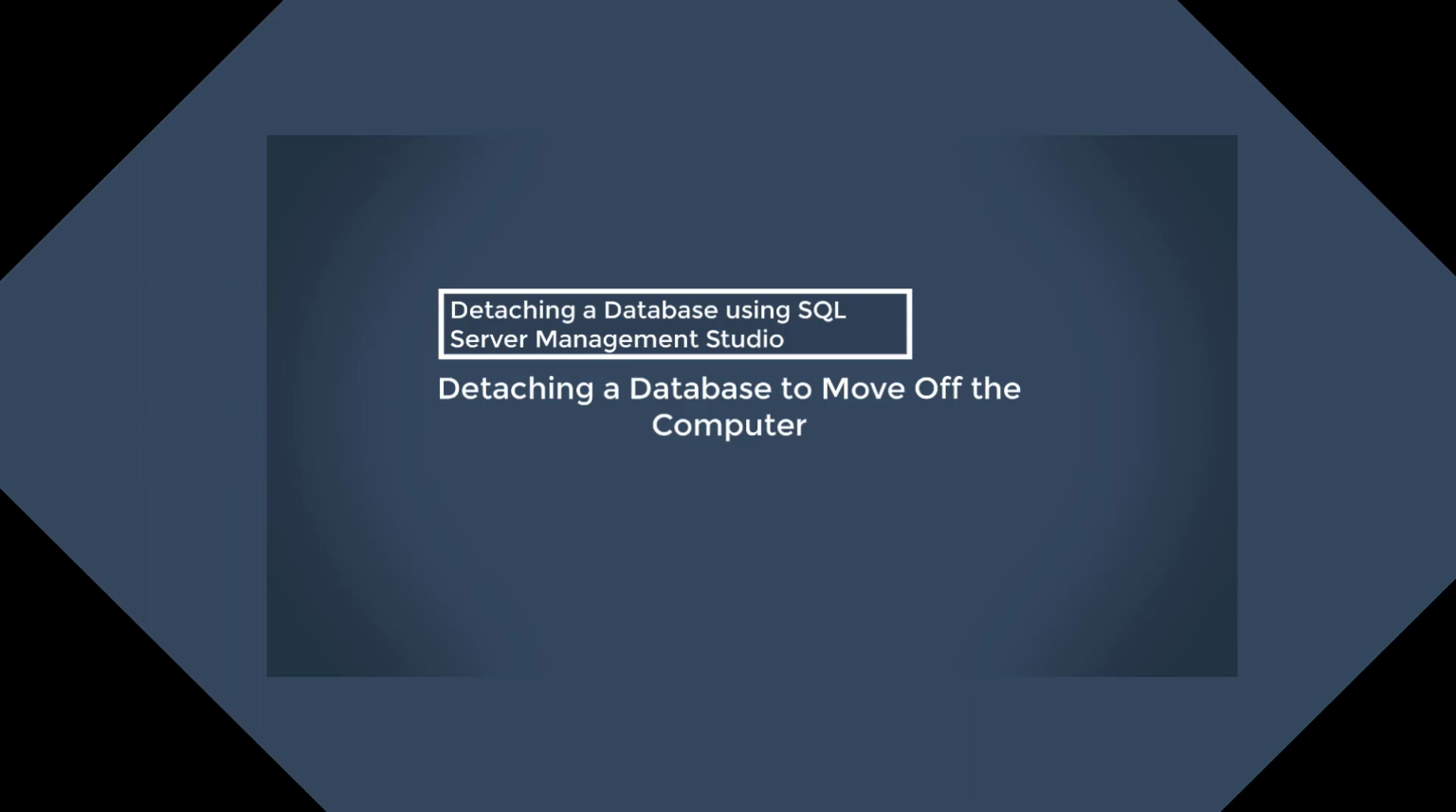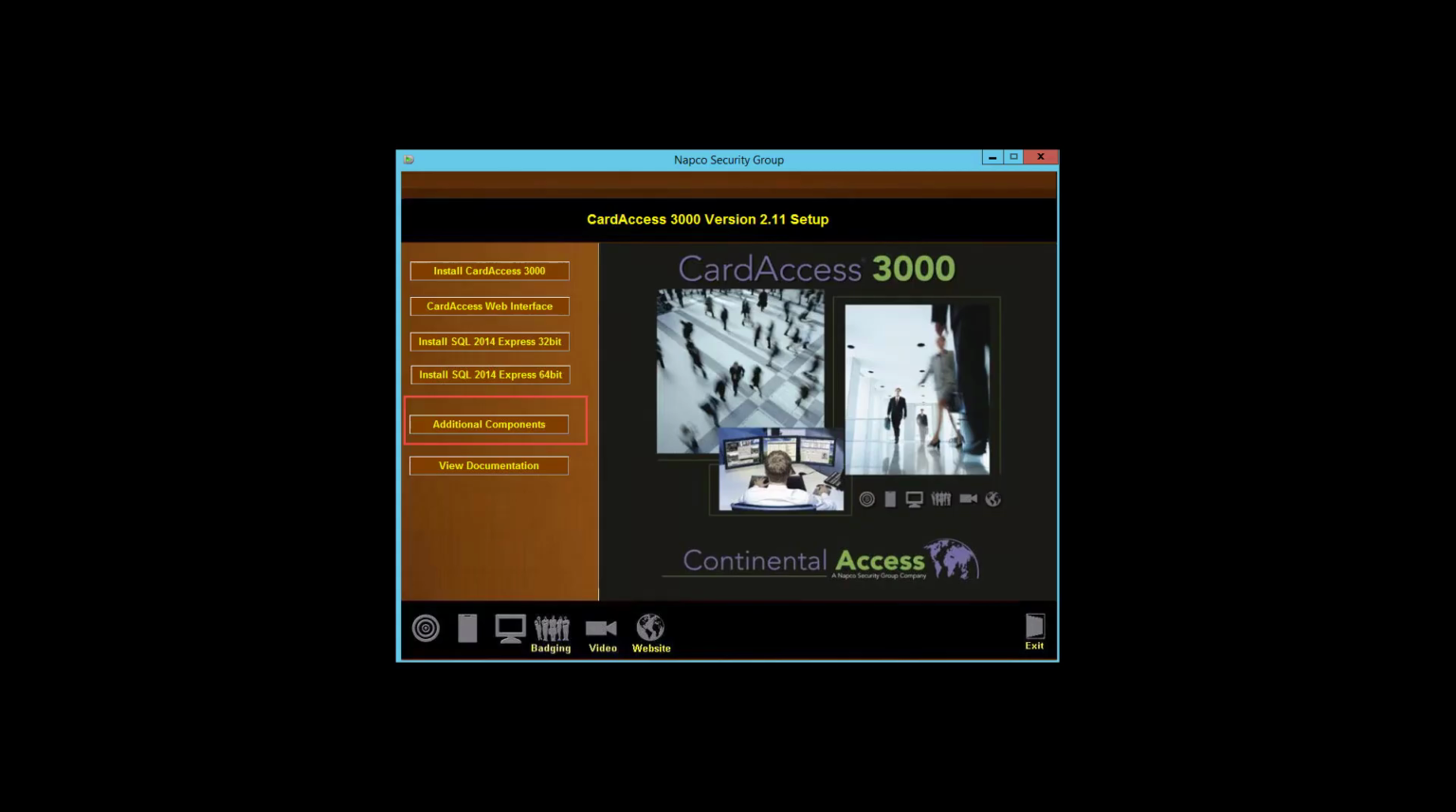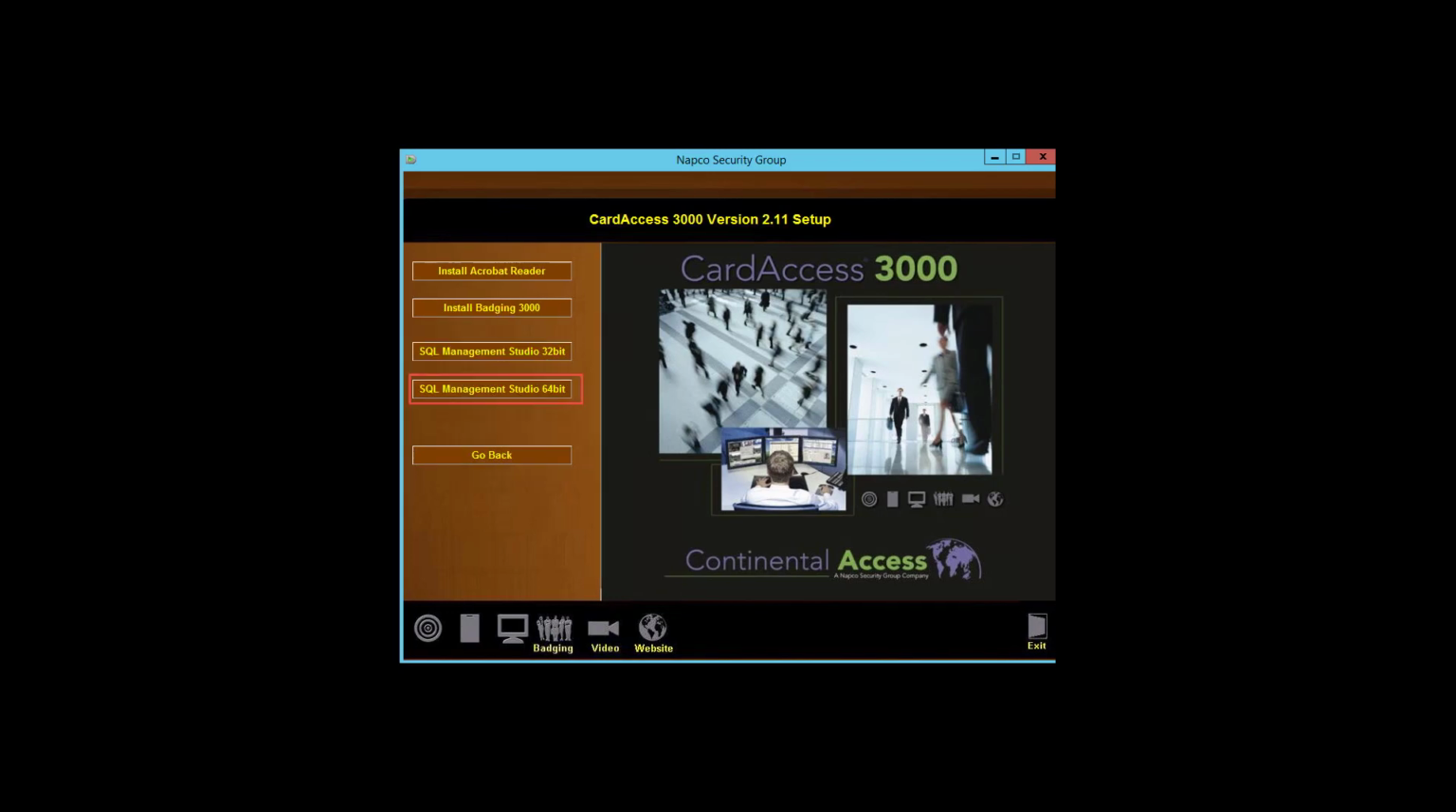Prior to detaching the databases, you will be required to install the SQL Server Management Studio from the DVD. Launch the CA3000 installation, and when the main menu displays, click Additional Components. Next, click the SQL Management Studio 64-bit to install the Management Studio. This installation will take a few minutes.